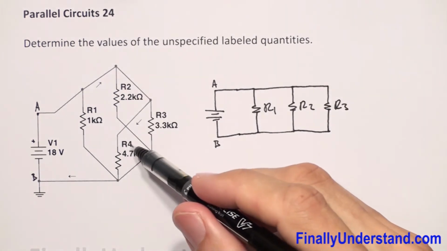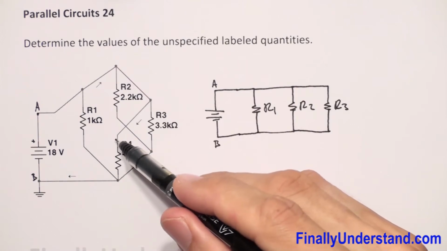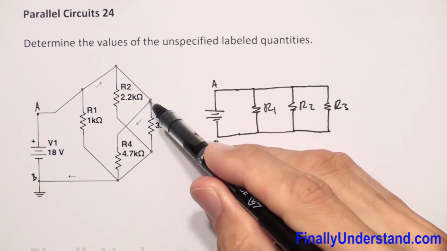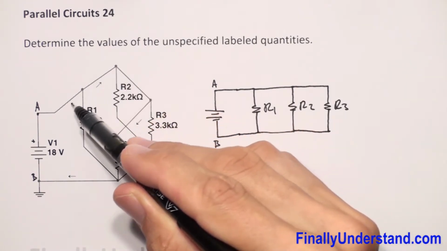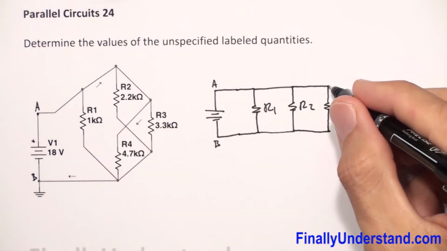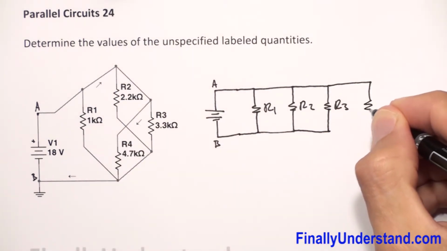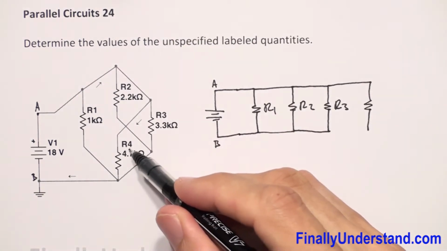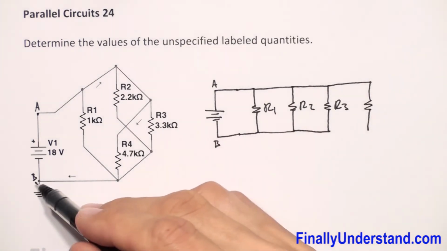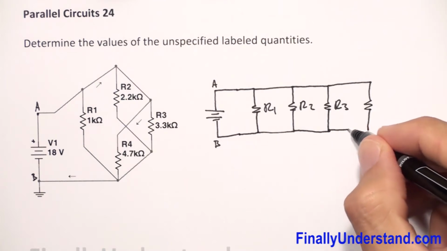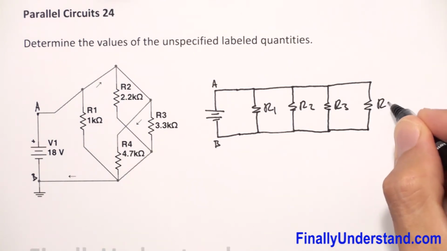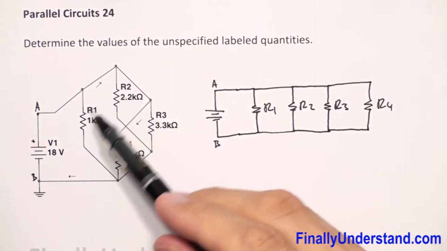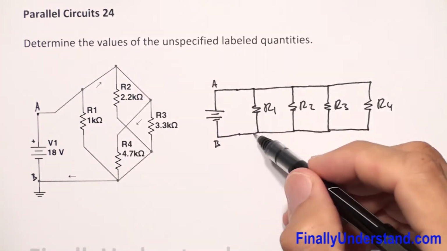And let's take a look at the resistor R4. R4 is connected to terminal A, and the other side of the resistor R4 is connected directly to point B. So we can redraw this circuit like this.